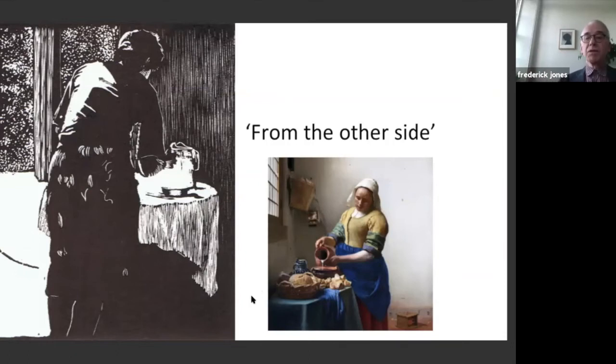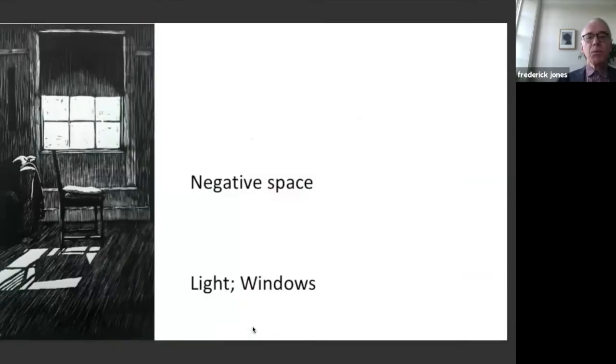You will, of course, notice that Vermeer's jug lady faces forward and my jug lady is facing away. This is like the question of what does it look like from the other side? When you see a painting, what does it look like from the other side? I'll say no more about that for the moment because I'm going to come back to that again in a few minutes.